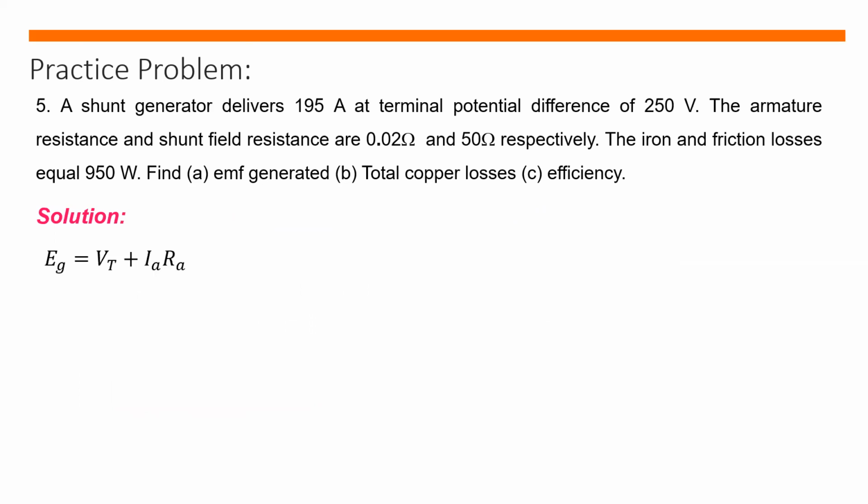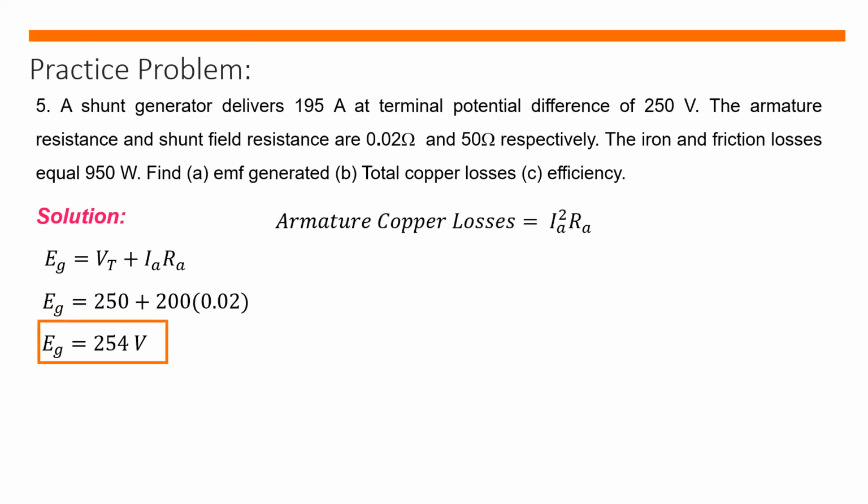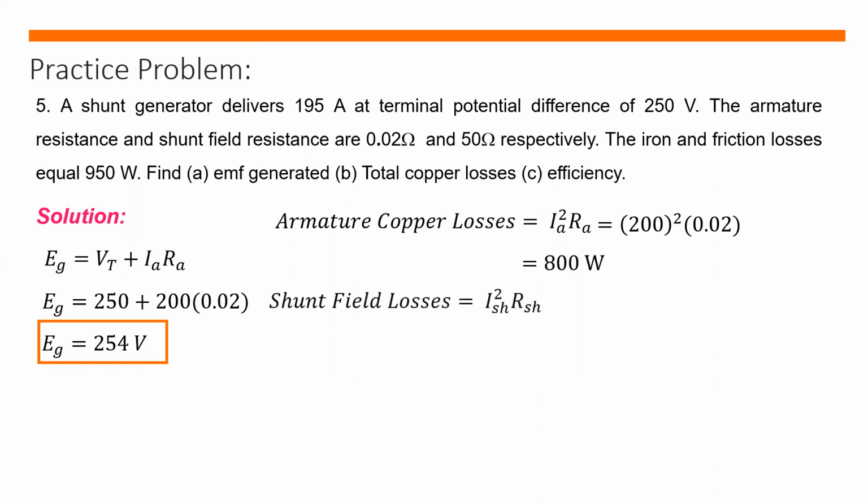So now we can solve for the generated EMF. That is 250 plus 200 multiplied by 0.02. So the generated voltage is equal to 254 volts. And to solve for the copper losses, first we solve for the armature copper losses. That is the square of armature current multiplied by the armature resistance, which is equal to 800 watts. And for the value of the shunt field copper losses, that is the square of the shunt current multiplied by the shunt resistance, that is 5 squared multiplied by 50. So that is 1,250 watts.